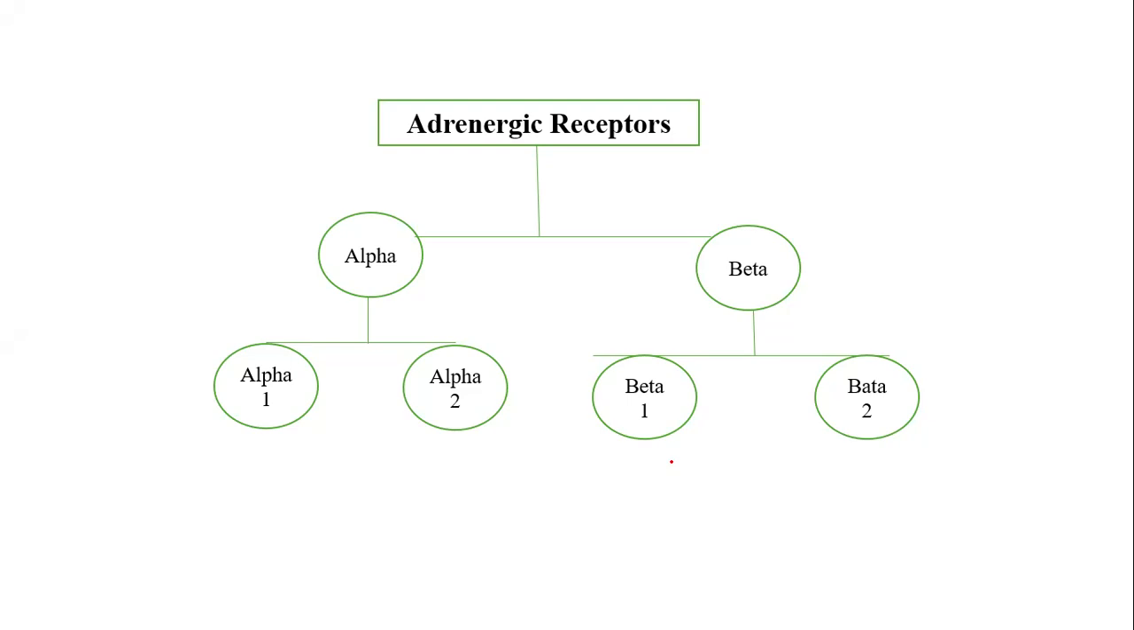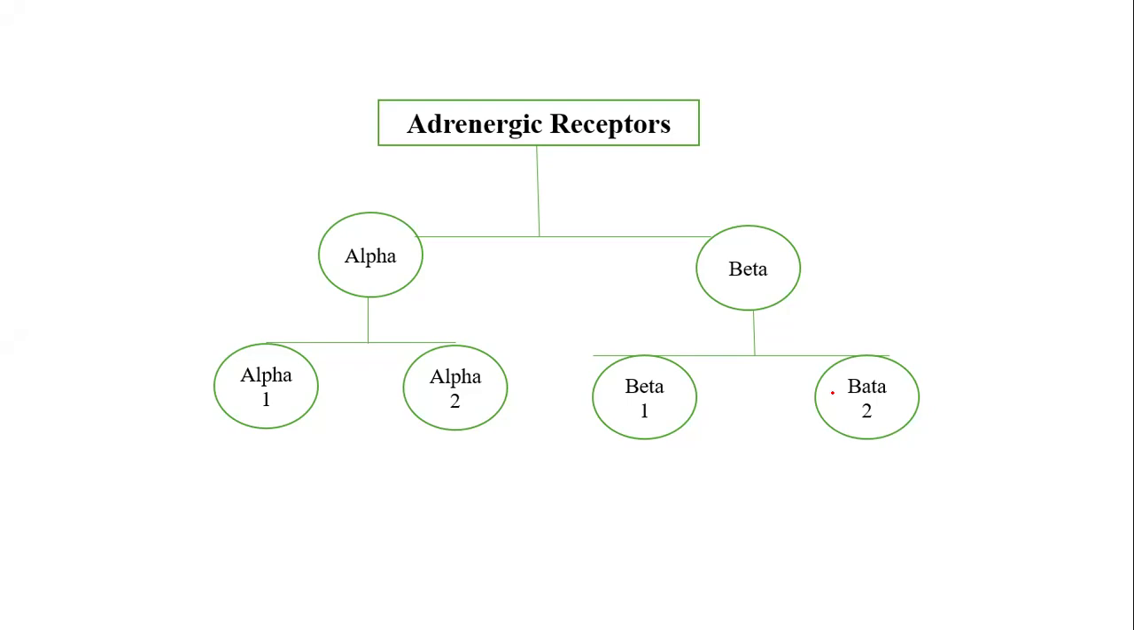So what is the classification of adrenergic receptors? These are alpha receptors and beta receptors. Alpha receptors are further divided into alpha 1 and alpha 2, and beta receptors are divided into beta 1 and beta 2, and somewhere there are beta 3 as well, right? But because we are going to discuss things in relation to the heart, these are the most important things, right? So you need to remember these receptors and then their activities.